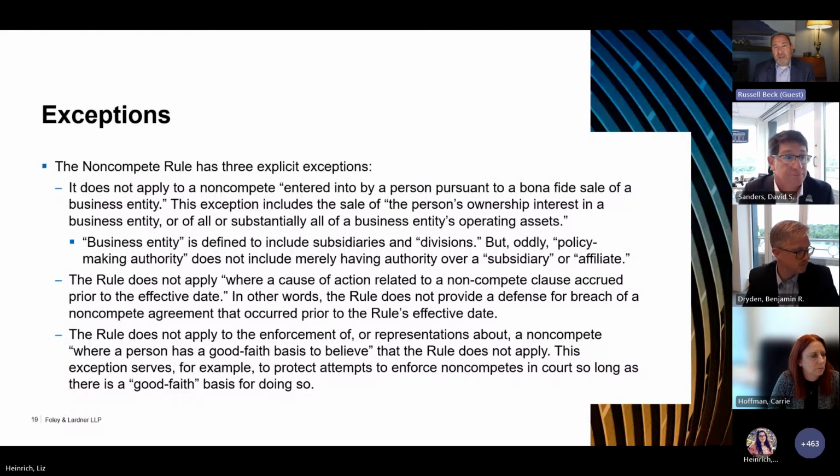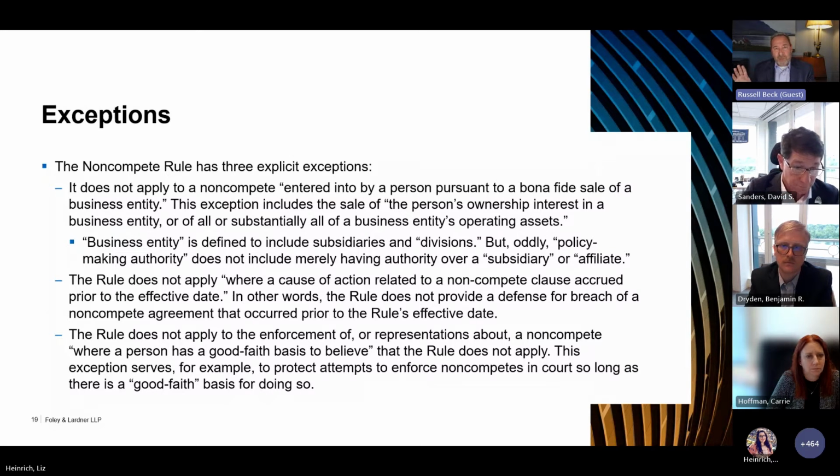The first is that in the context of a bona fide sale of a business entity, and that can mean just the sale of a person's ownership interest in a business entity, or substantially all of a business entity. So that can be divisions of companies as well. If there is a bona fide sale of a business, people can have a non-compete. And the idea is that, look, you're selling something, you're getting value for it, you're making sure that whatever you've sold, you're not taking back by immediately competing with it. And that's common. Every single state that allows non-competes, and even states that don't allow non-competes for employees, typically do allow sale of business non-competes.